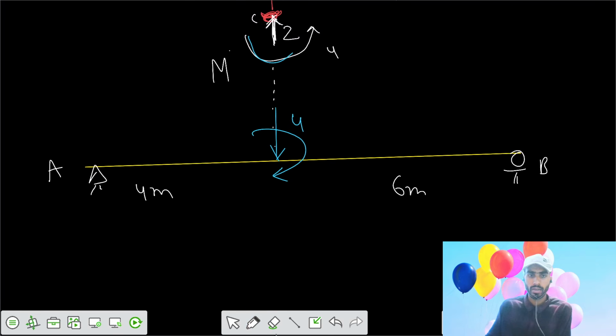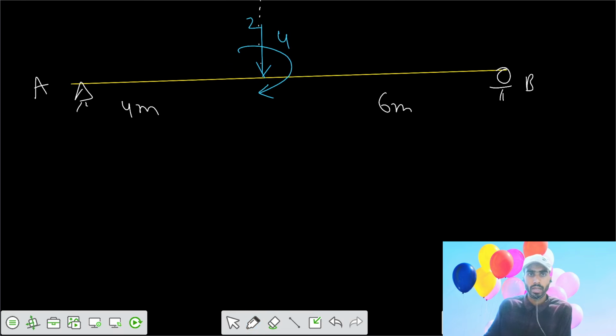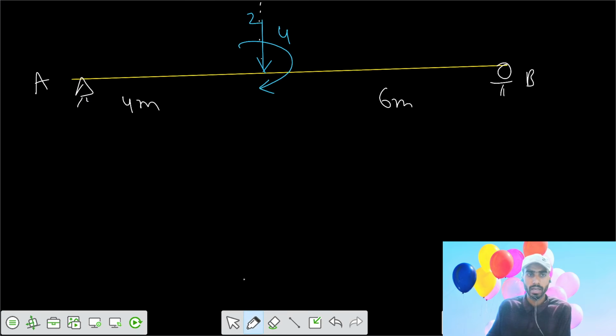What is the value of that reaction? The reaction is 2. So we can get the values of shear force and bending moment diagram. Let's draw that shear force and bending moment diagram. Firstly we can solve the reactions. We can say A plus B equals total transverse force, that's your 2 downwards. Say this is your A upwards and this is your B upwards.